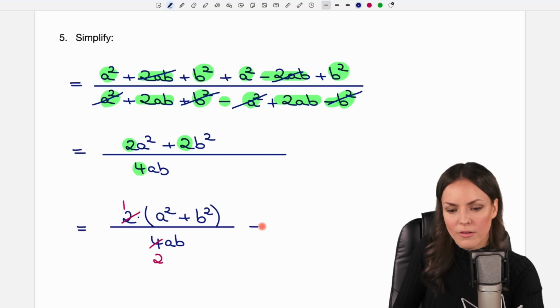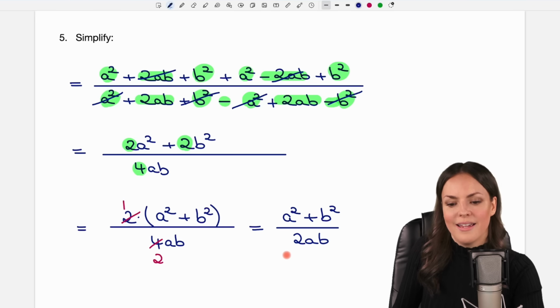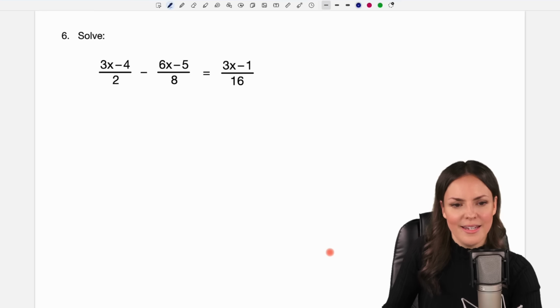And now we get our result, which is just what we have here, the a squared plus b squared, and then we divide it by 2ab. And there is nothing else we can cancel out, nothing more to reduce. This is our result. Number 6, solve this equation here.